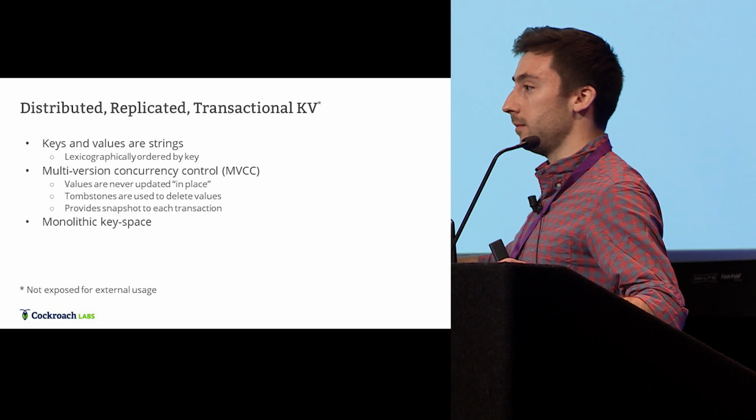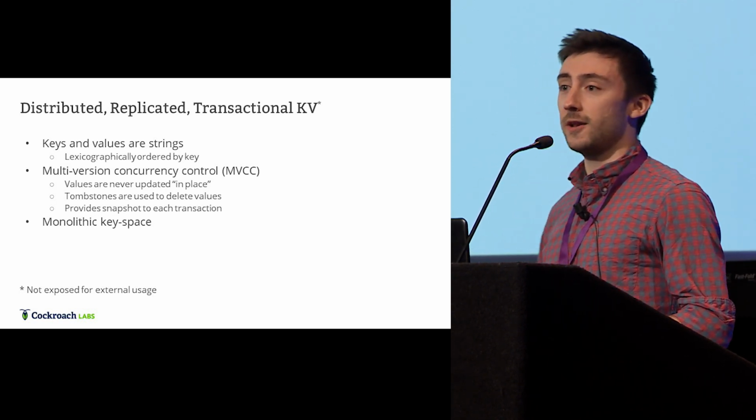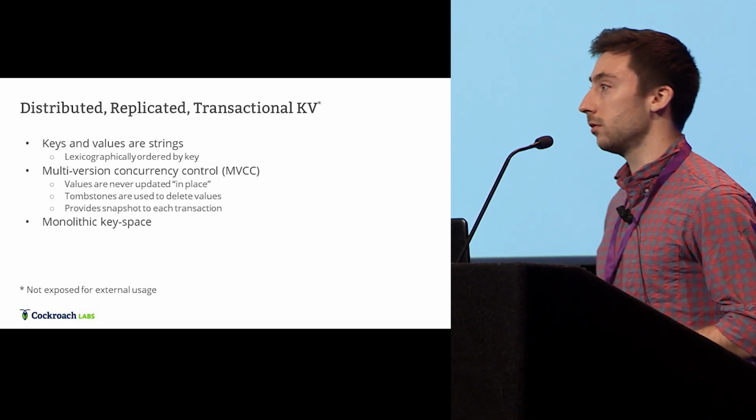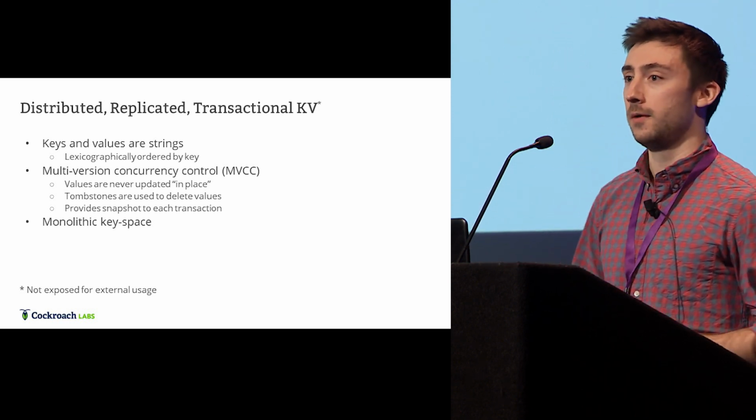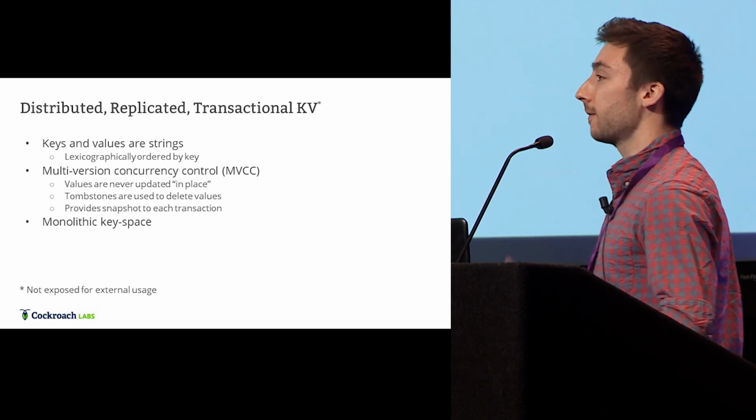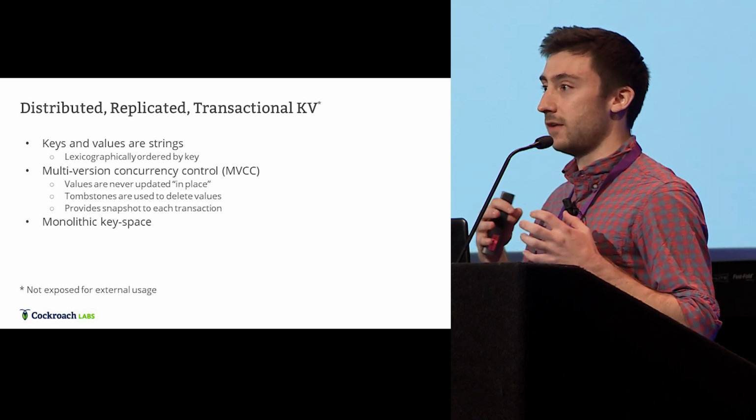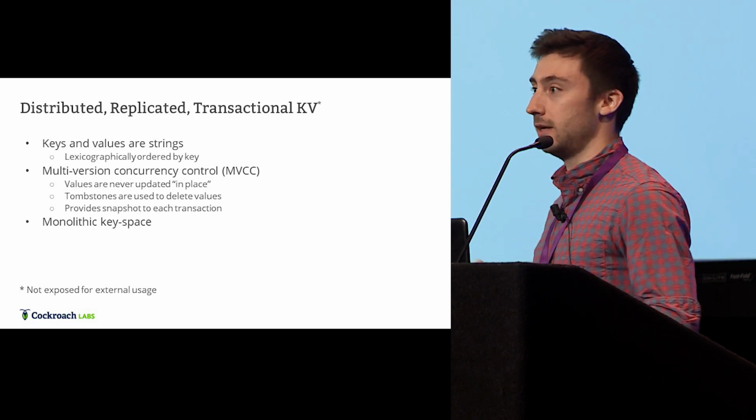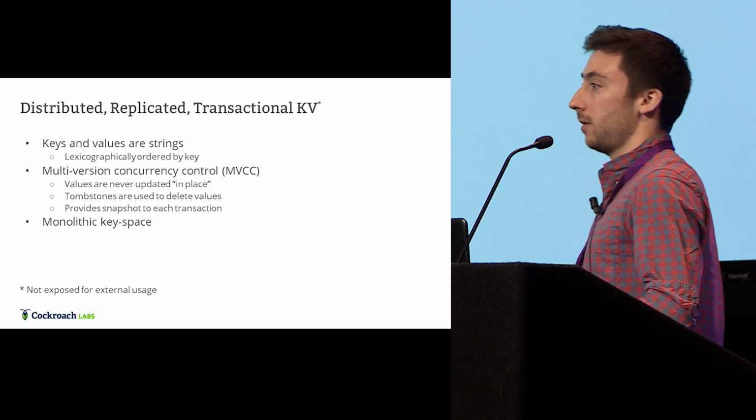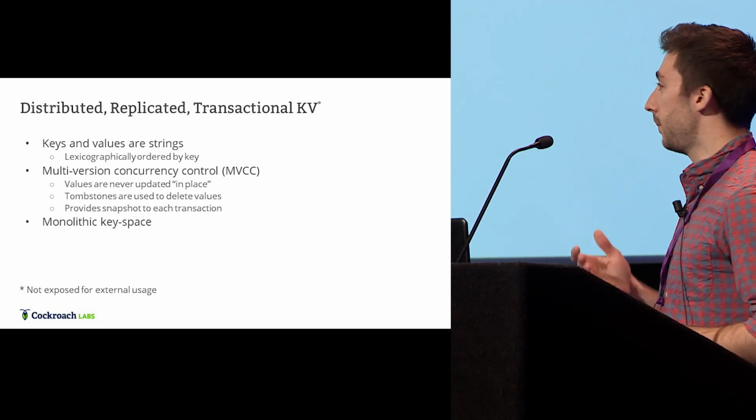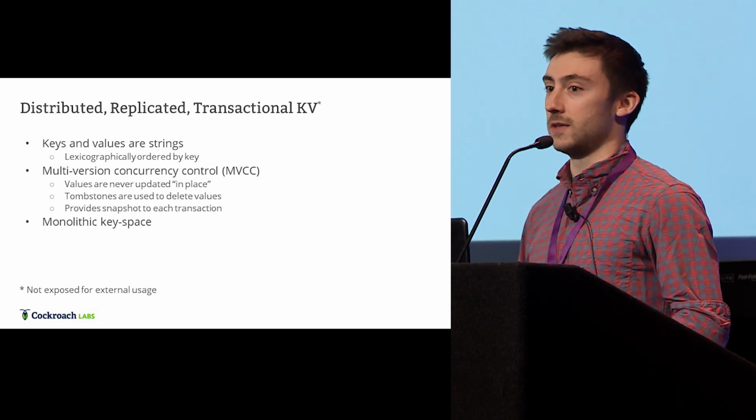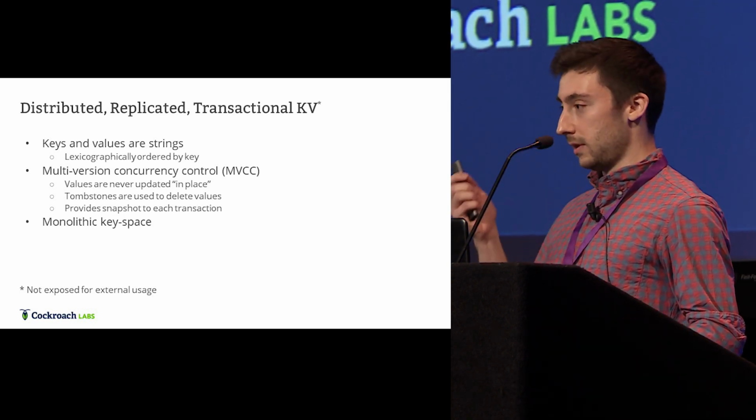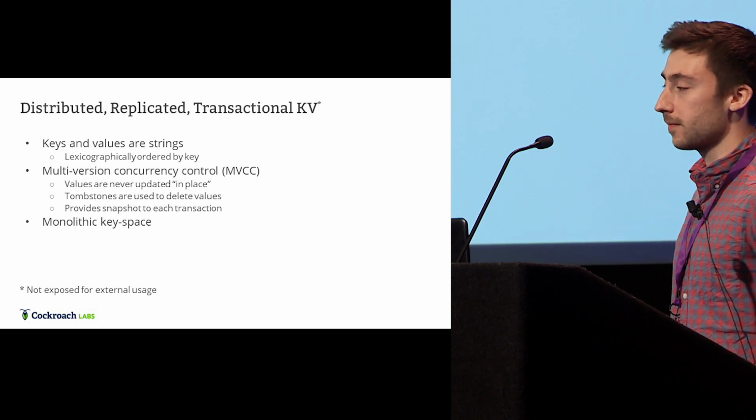So at the very bottom of CockroachDB is a distributed, replicated, transactional key value store. That's a lot of buzzwords, but we're going to go through each one. The first thing to realize here about this key value store is that it holds keys and values. And these are arbitrary byte strings. But later we'll talk about the structure that higher levels in the system impose upon these keys and values.